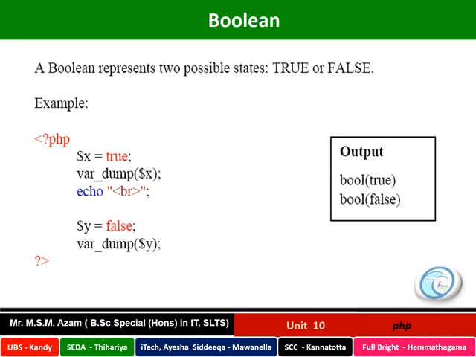Then I declared another variable called y, and the value given to that variable is false. So when I type var_dump($y), it returns bool(false). That means the data type of the variable y is Boolean and the value given to that variable is false.